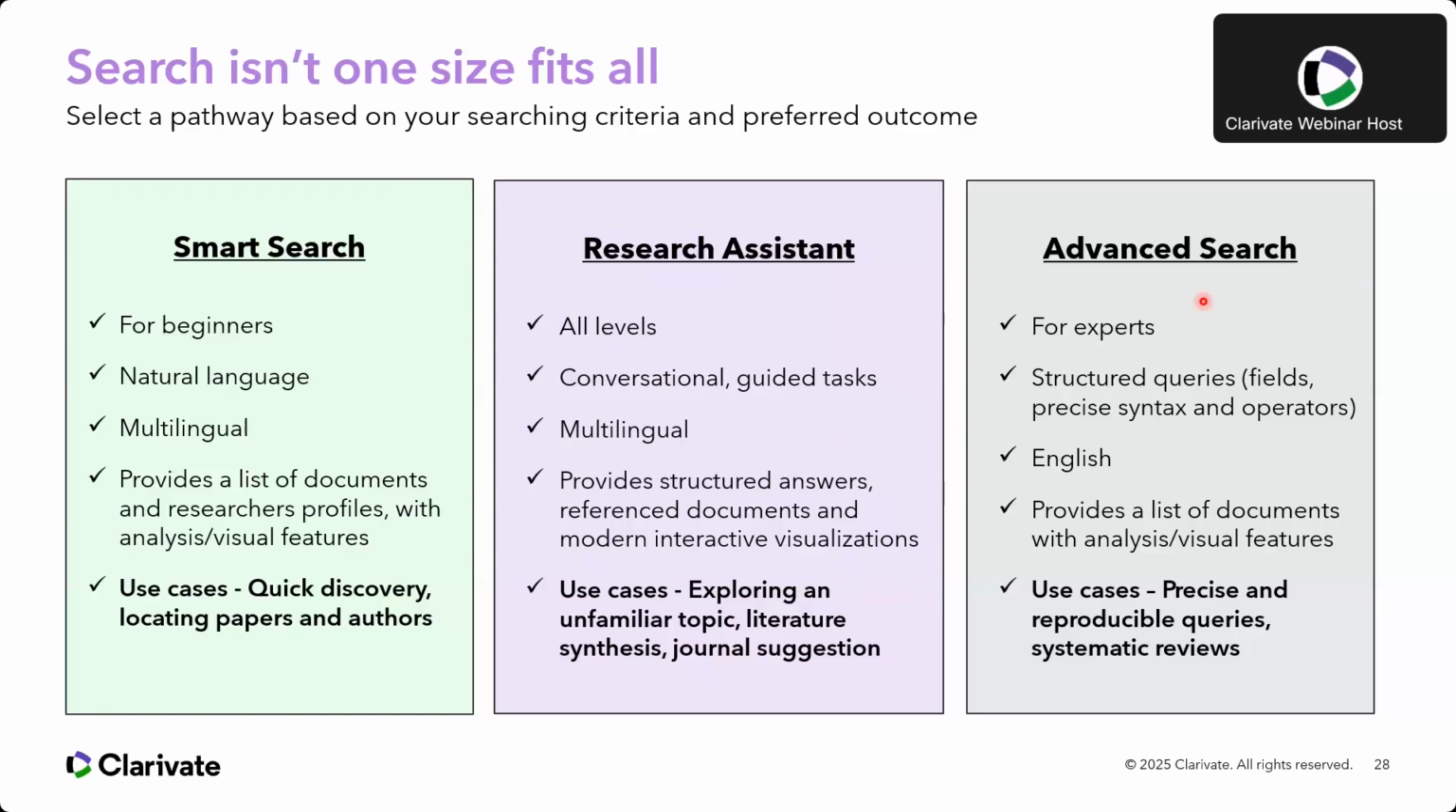Then you have the advanced search. The advanced search for experts, for advanced users, but it's quite precise and very helpful when you want to reproduce queries, when you want to conduct a systematic review. Supporting English, because as I said, you would need to put your keywords in English, and that will search in the title abstract of the papers. The advanced search is using precise syntax and operators, and it would provide a list of documents with different analysis.